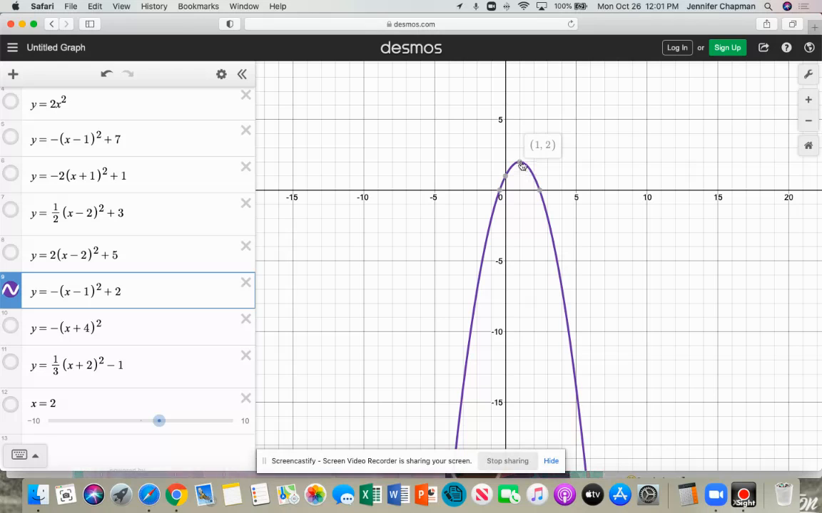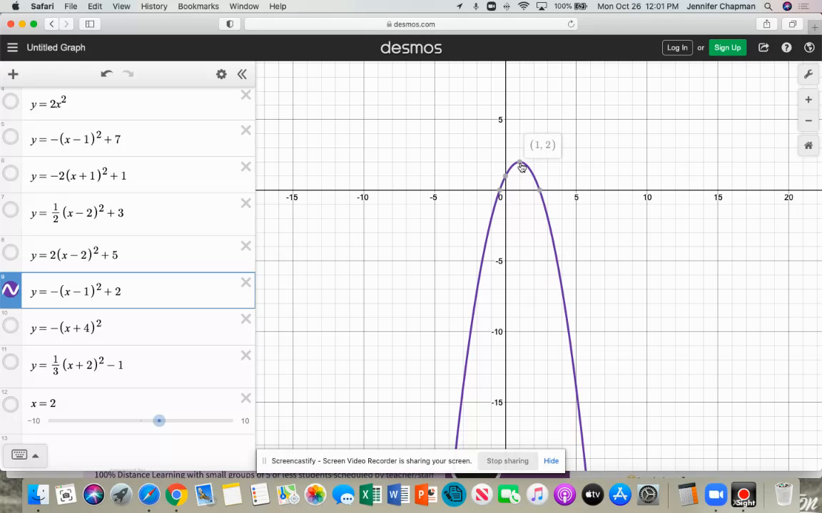Axis of symmetry. Looks like that's where the vertex is at. My x value is x equals 1. So that would be my axis of symmetry, x equals 1. It's always going to be the x value of your vertex. Maximum or minimum. Well, since this is a negative parabola, it's going to have a maximum. It never goes above y equals 2.